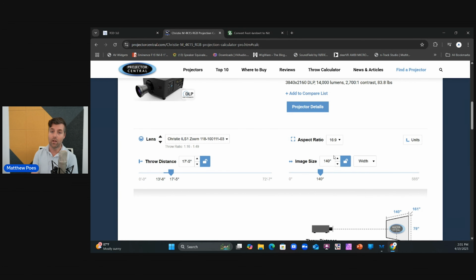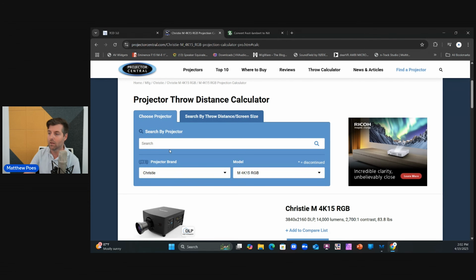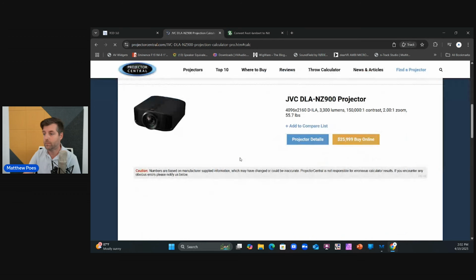My screen is fairly small. It's only 114 inches wide, I believe. And so that creates an image where the high-end JVC, this Valerian, they're not as bright as I'd like them to be, but they're bright enough to be pretty good. So we can actually put that back in. So we can do the NZ900.